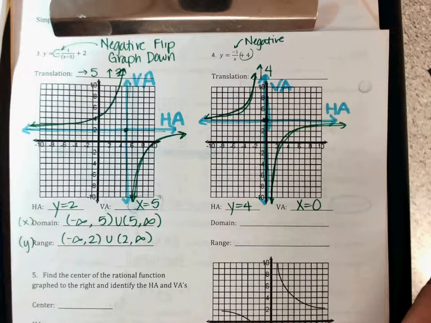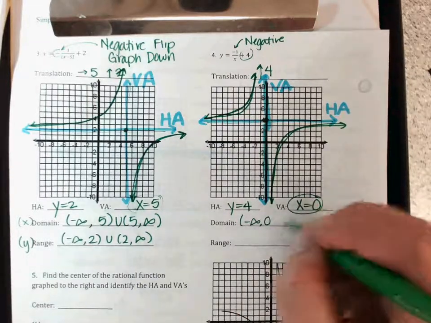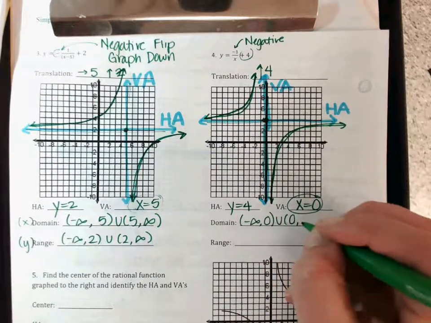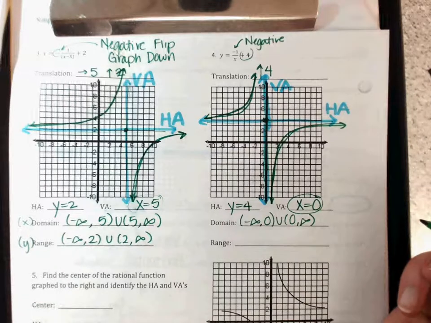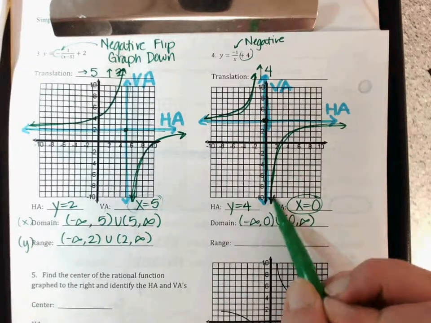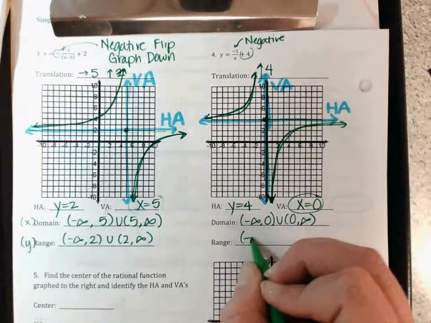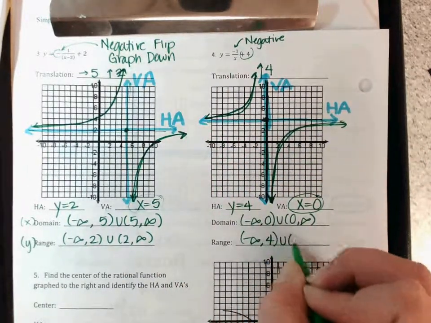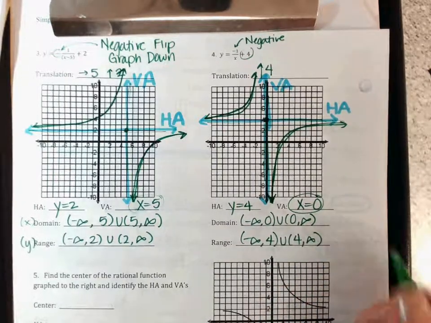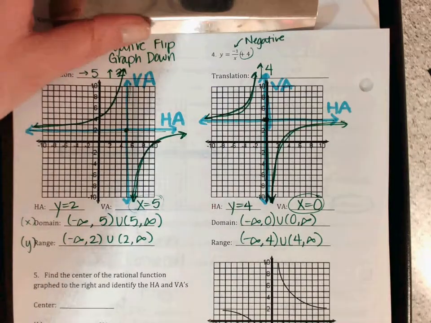Then from there, your domain is going to be from negative infinity until, remember my x here was a 0, and then 0 to infinity. My range will be from negative infinity down here going forever until 4. And then from 4 till infinity. Okay? All right, we have one more left with the graph, so go down to number 5.